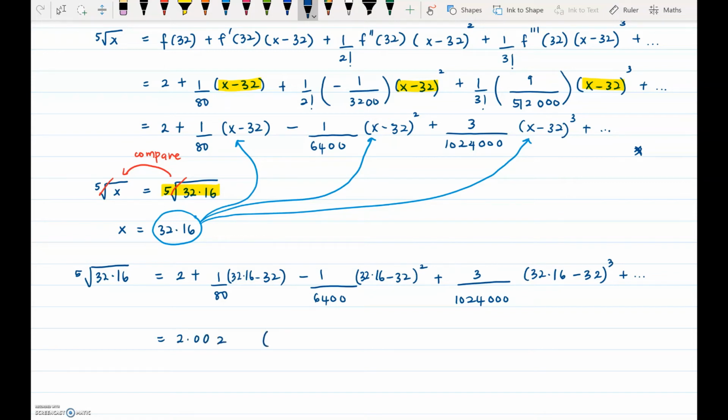So your final answer will be equals to, your answer is 2.002, correct to 3 decimal places. Okay, so this is your answer. Okay, you may try on your own for the next examples. All right.